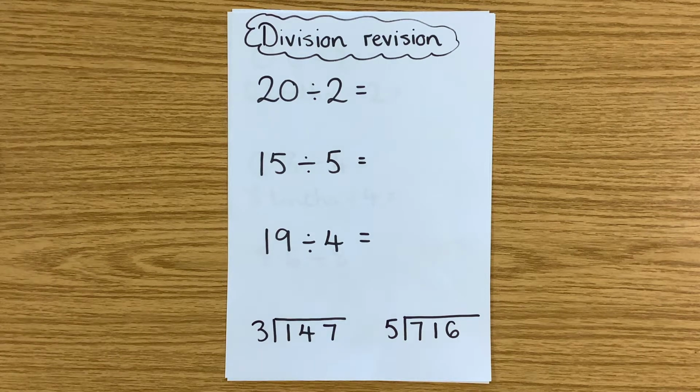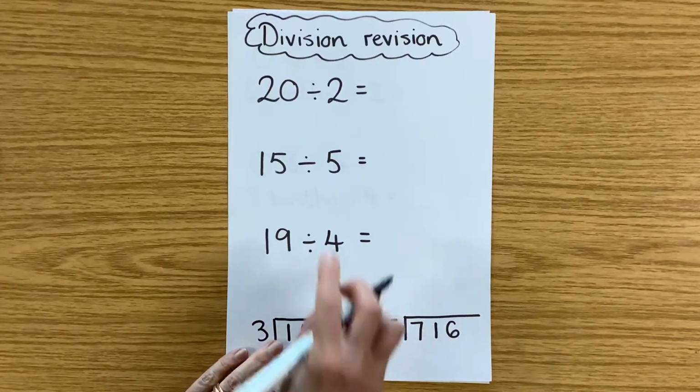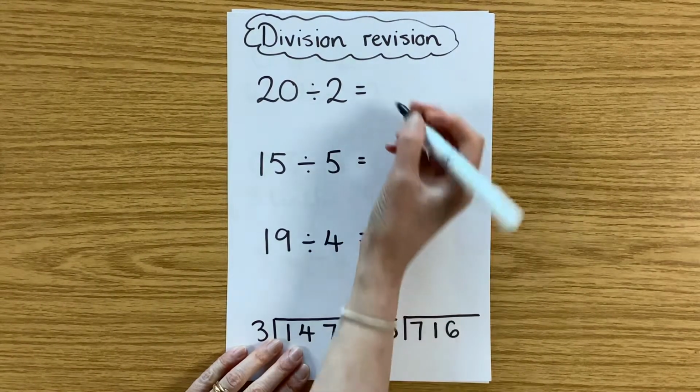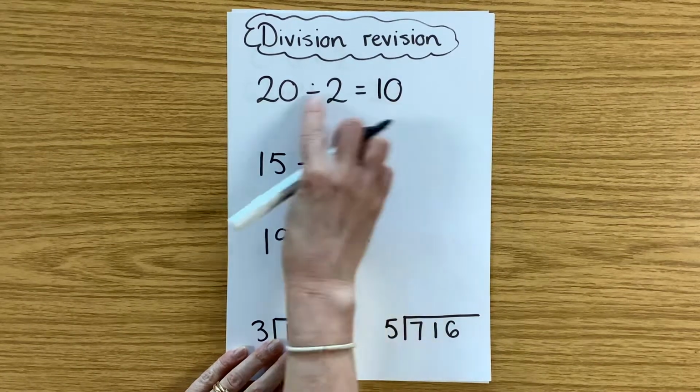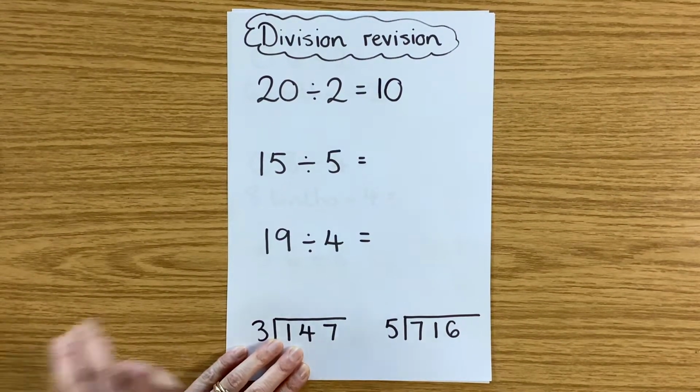Back in P5, we would have started by dividing, looking at questions just like these. So in my first question, I've got 20 divided by 2. When I divide by 2, I'm asking myself, if I put 20 into 2 groups, how many would be in each group? So if I share the 20 into 2 groups, well, how many 2's go into 20? We know that that's going to be 10, because 2 groups of 10 make 20.